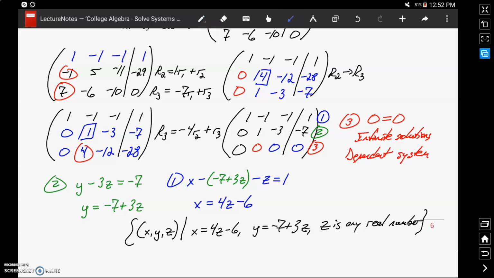So again, telling us that what we can do is choose any value for z, we can pick any number, and then generate the corresponding values for x and y using those equations, and we're guaranteed to have an ordered triple that makes all three of those equations true.